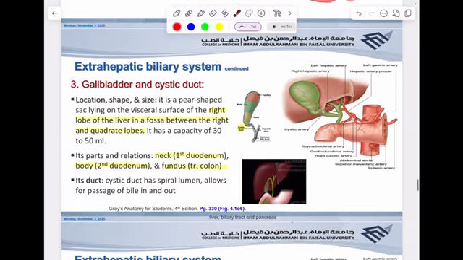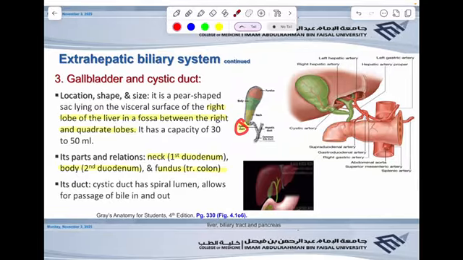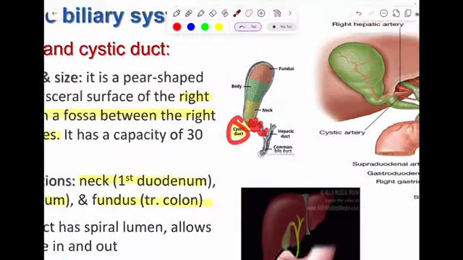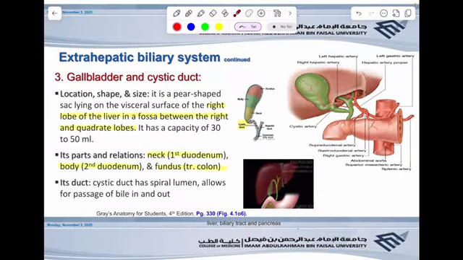Let's move to the gallbladder, which is a pear-shaped sac. It's going to be on the visceral surface of the right lobe of the liver in a fossa between the right and quadrate lobes. In terms of its parts, we have the neck, the body, and the fundus. And the fundus is important because it lies near the transverse colon. Then for the duct, we have the cystic duct. As you can see, it coils, so this is the spiral duct. The duct has a spiral lumen, which allows bile to pass both in and out.